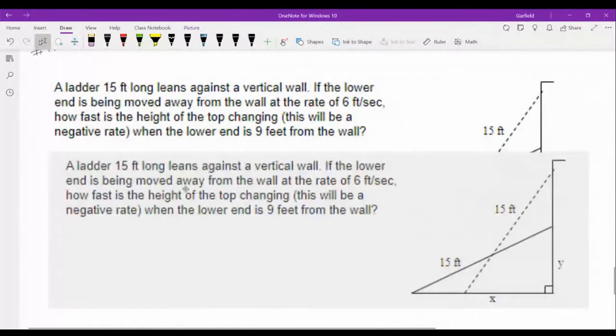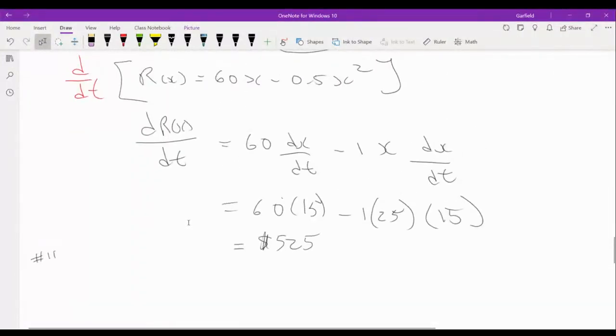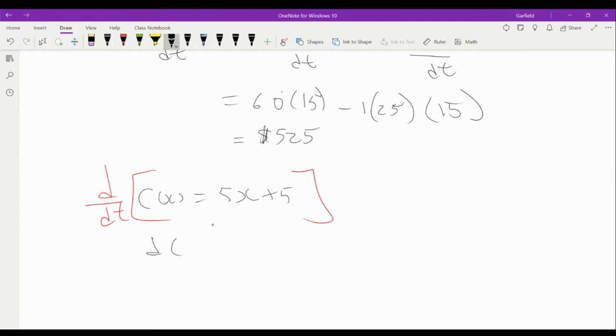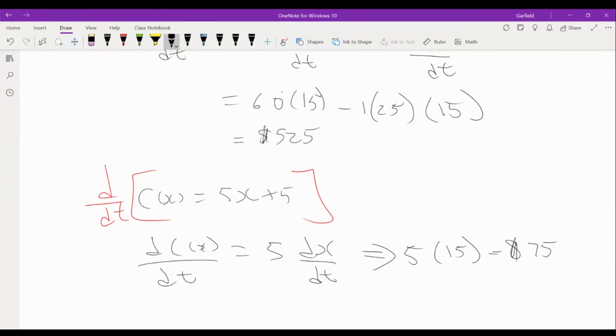All right, let's do the cost. Move this problem down. So our cost function is 5x plus 5. Take the derivative of that with respect to time. So that becomes dC of x over dt is equal to 5 dx by dt. This gives us 5 times dx by dt, which is 15, which is $75. So the cost is increasing at a rate of $75 per day.